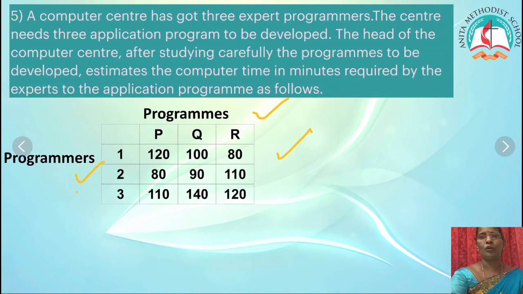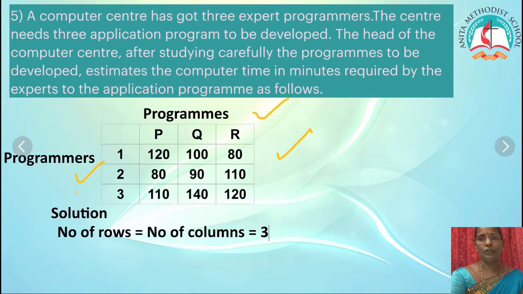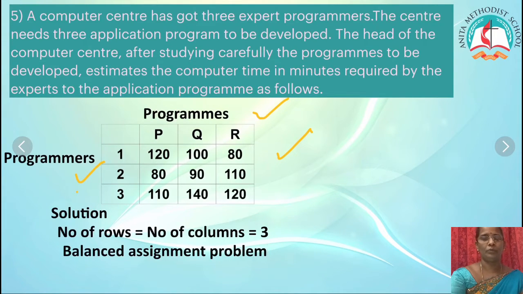Before we solve the problem, we have to check whether it is balanced or unbalanced. How will you check here? You have to check that the number of rows and columns are equal. Check how many rows are here. The number of rows is 3, and the number of columns is also 3. Therefore, it is a balanced assignment problem.